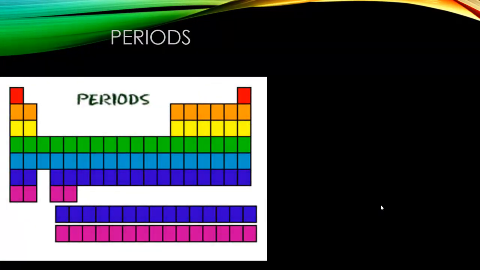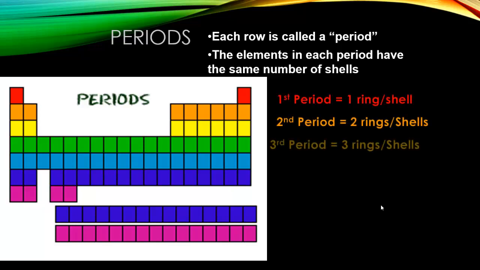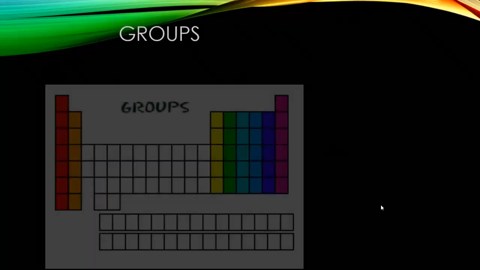So, another way to visualize this is by period, and then I'll show you by group. Like I said, each row is a period, and the elements in each period have the same number of shells. So the first period, it's red. Those are the first 2 elements. They both have 1 ring or shell. If you look at the second period, each element in that row has 2 rings, and third row, all of them have 3 rings. Fourth row, they have 4 rings, etc.